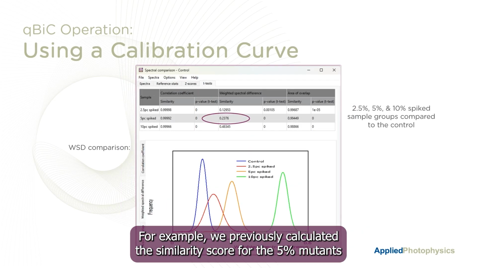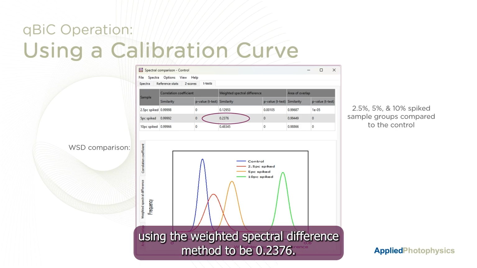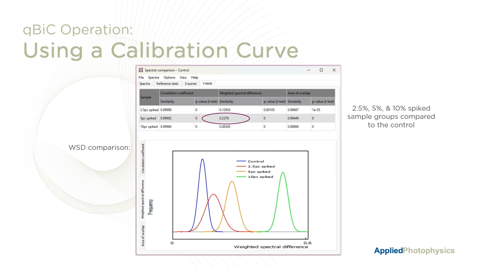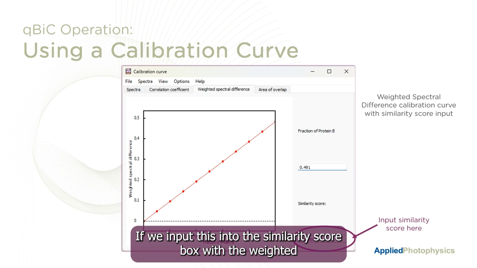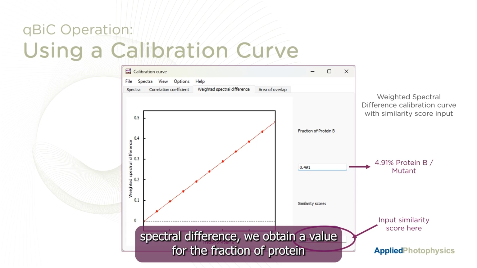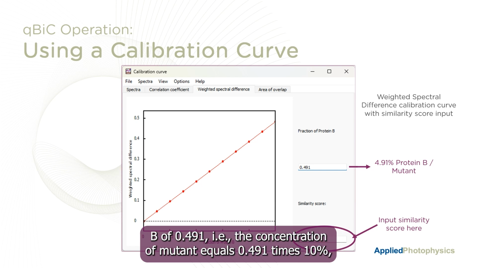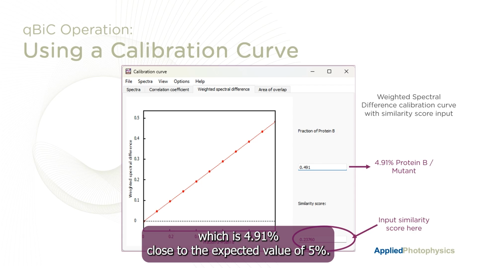For example, we previously calculated the similarity score for the 5% mutant using the weighted spectral difference method to be 0.2376. If we input this into the similarity score box with the weighted spectral difference, we obtain a value for the fraction of protein B of 0.491, i.e. the concentration of mutant equals 0.491 times 10%, which is 4.91%, close to the expected value of 5%.